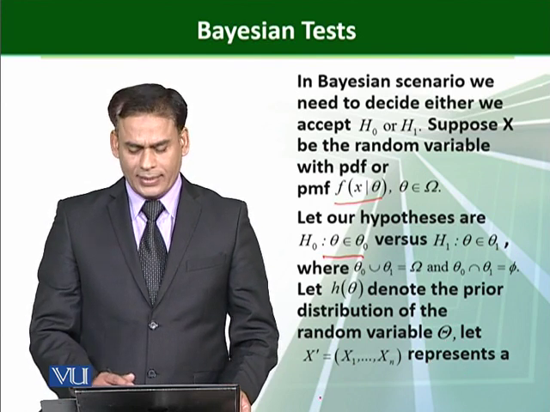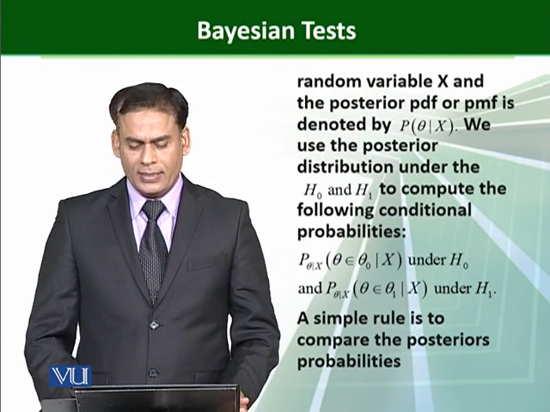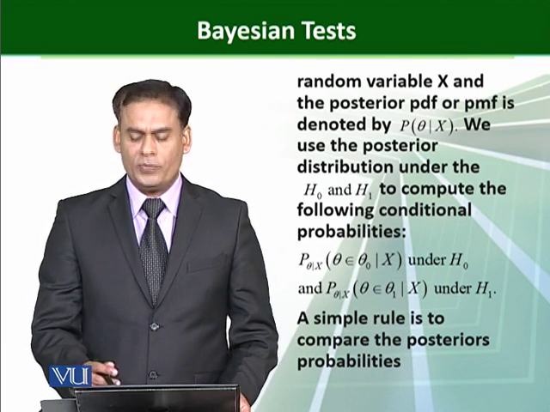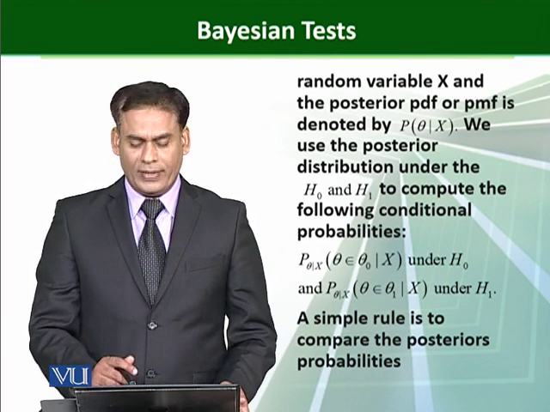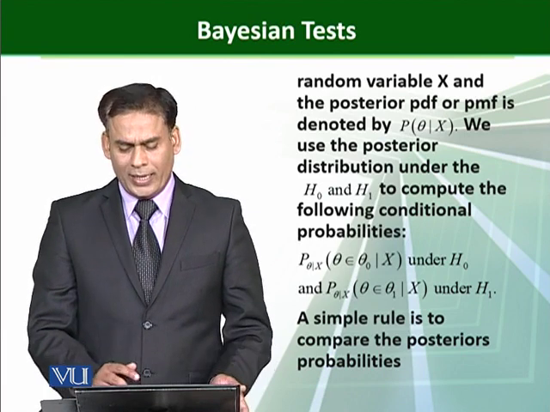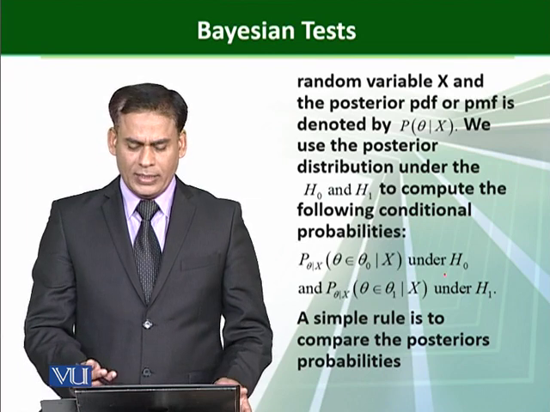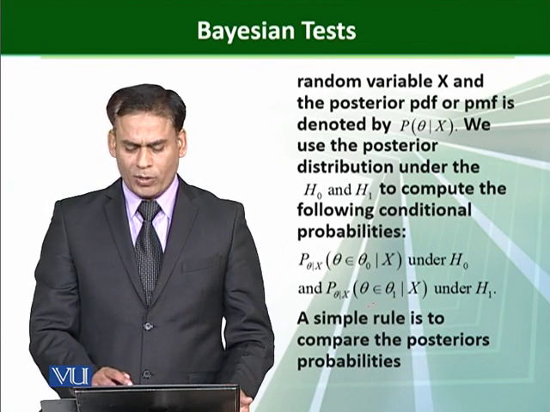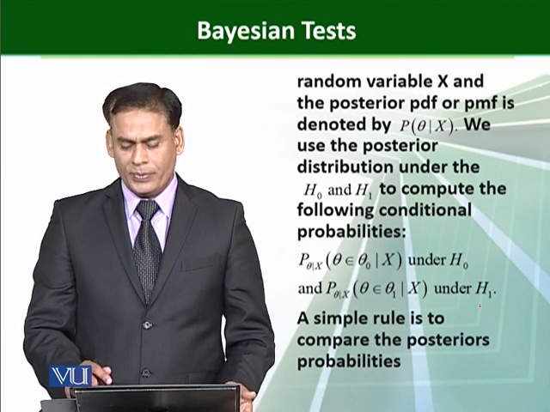Let x dash, that is x1 up to xn, represent a random sample of the random variable x, and the posterior probability density function or the posterior mass function is denoted by p of theta given x. We use the posterior distribution under the null and alternative hypothesis to compute the following conditional probabilities. First, the conditional probability based on the null hypothesis, that is theta belongs to theta naught given x under the null hypothesis, and the second posterior conditional probability under the alternative hypothesis, that theta belongs to theta 1 given x under H1.